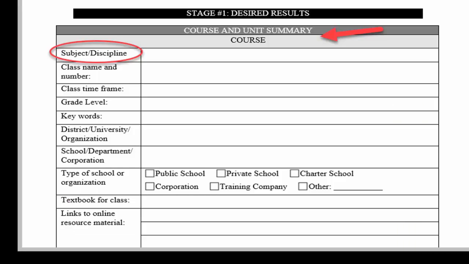Understanding by Design, or UBD, starts off with information about the course. You simply place the information into the proper section, starting with the subject discipline line, and continue through to the links to online resource material. Be as accurate and concise as possible.